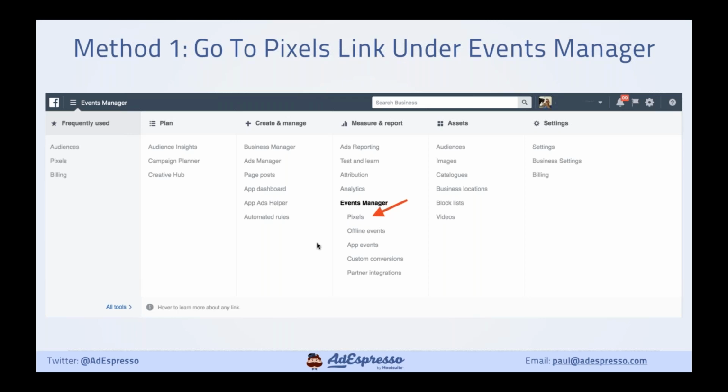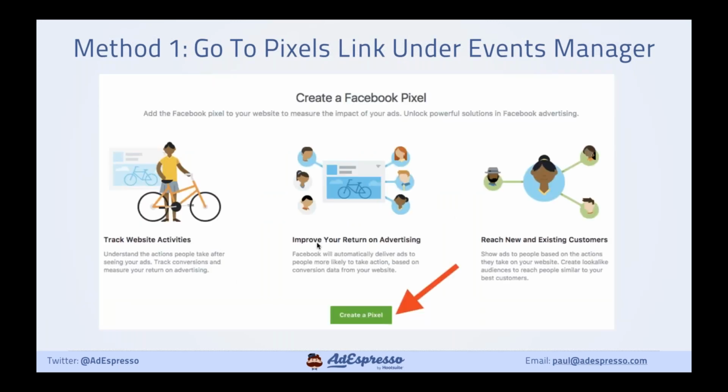Now if you don't already have a pixel installed, what you'll get is a screen like this, and you'll see this big green button that says Create a Pixel. Very straightforward. Click on that. It will take you through the steps, which we'll cover in a second, to create the pixel.